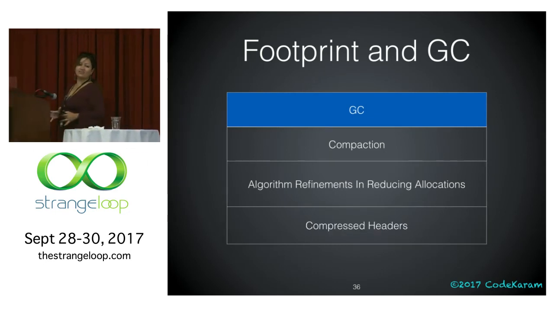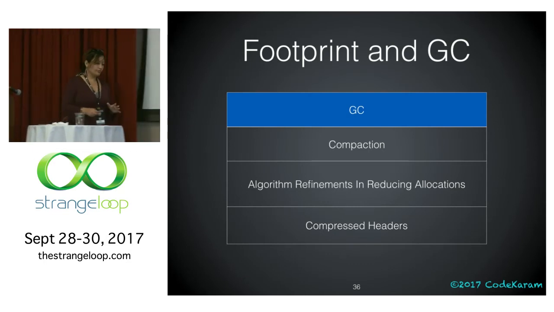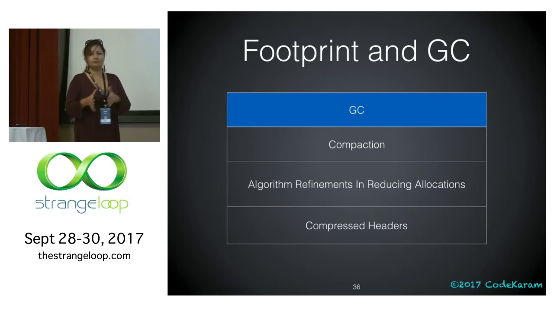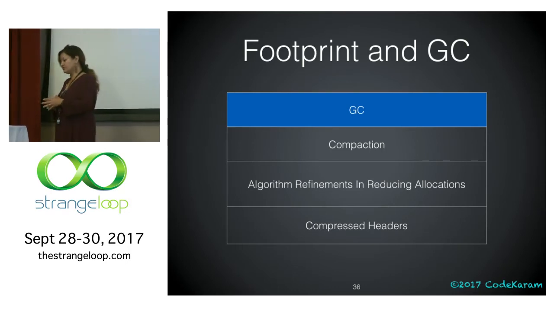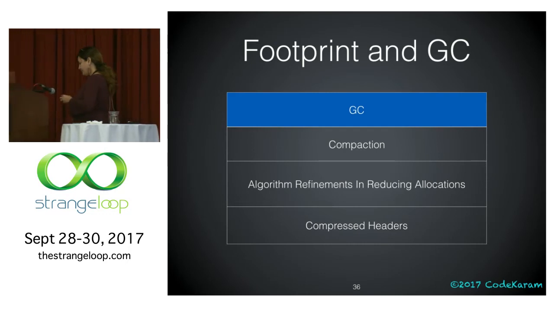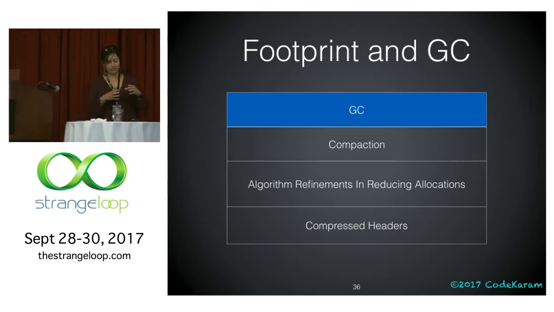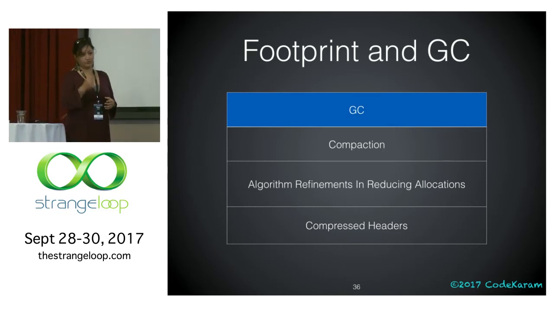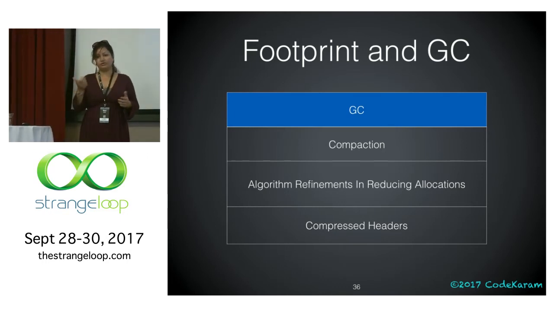And then compressed headers. So like I said, a Java object will have header and body. Compressed headers are very important with respect to the storage, right? So it's very important with respect to the footprint, and we'll talk more about compressed headers when I talk about compressed oops.